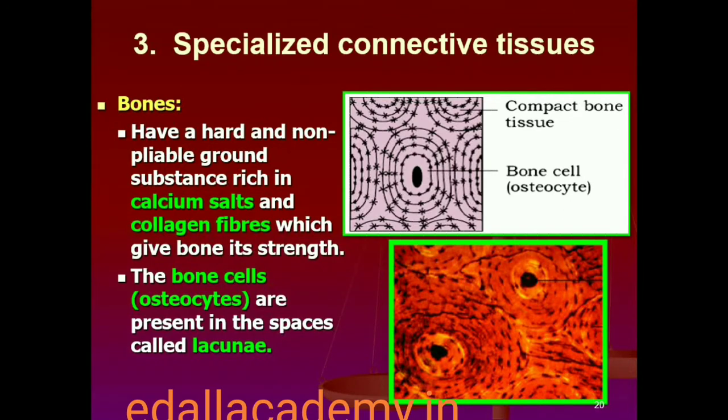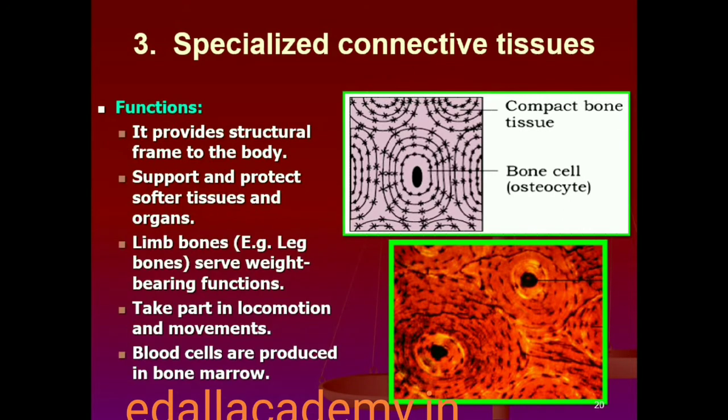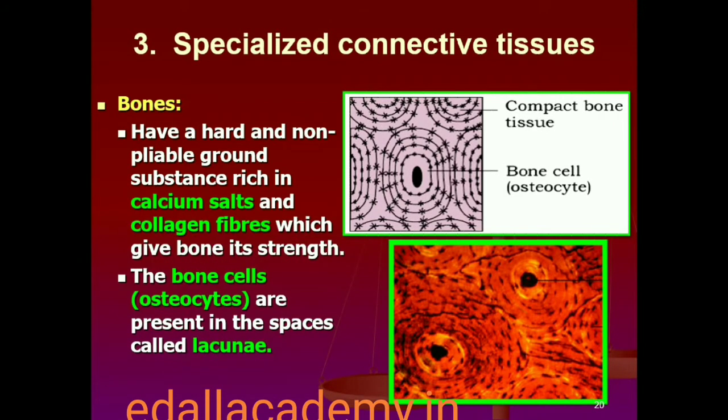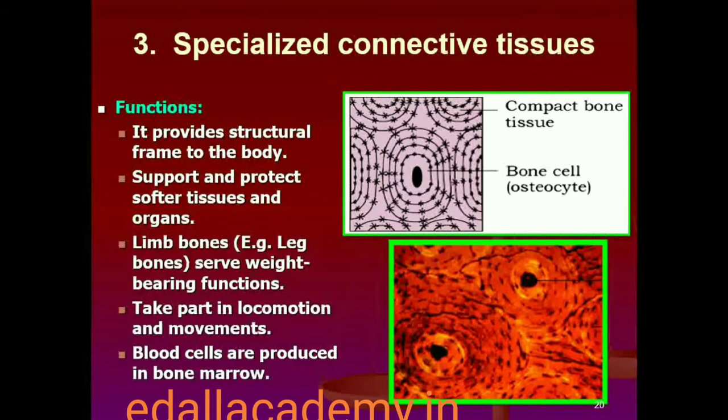Bones have a hard and non-pliable ground substance rich in calcium salts and collagen fibers, which give bone its strength. It is the main tissue that provides structural frame to the body. Bones support and protect softer tissues and organs. The bone cells, osteocytes, are present in the spaces called lacunae. Limb bones, such as the long bones of the legs, serve weight-bearing functions. They also interact with skeletal muscles attached to them to bring about movements. The bone marrow in some bones is the site of production of blood cells.